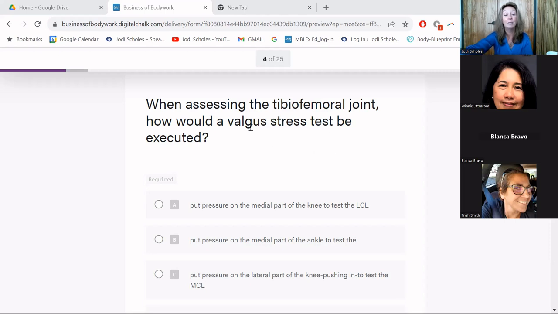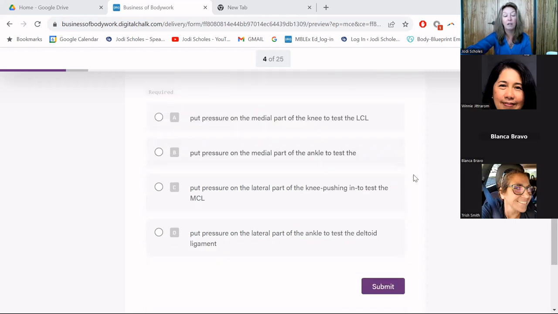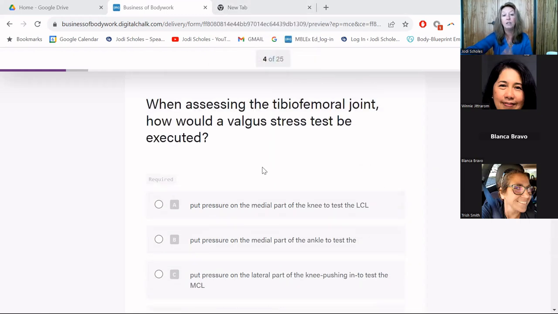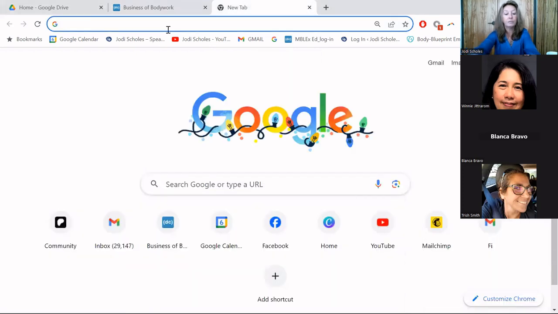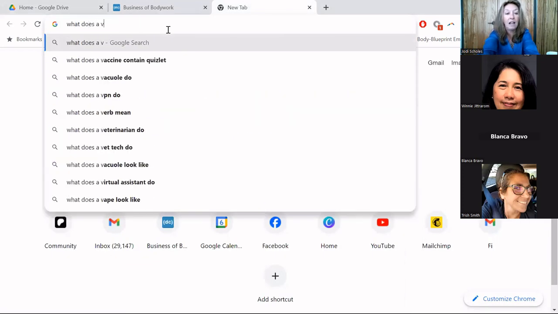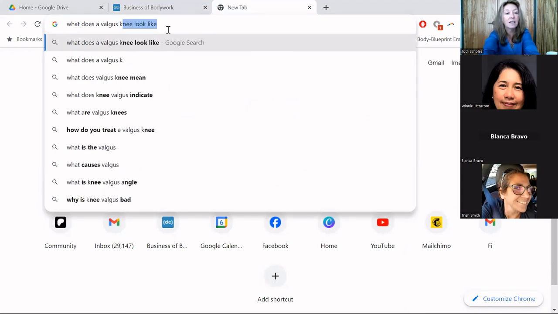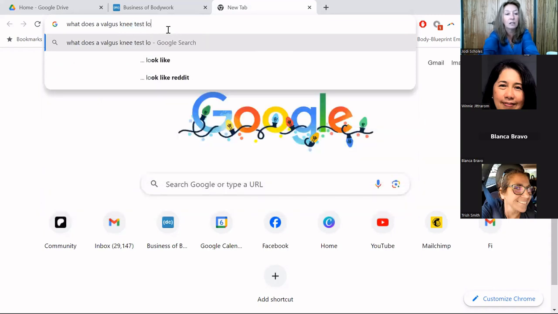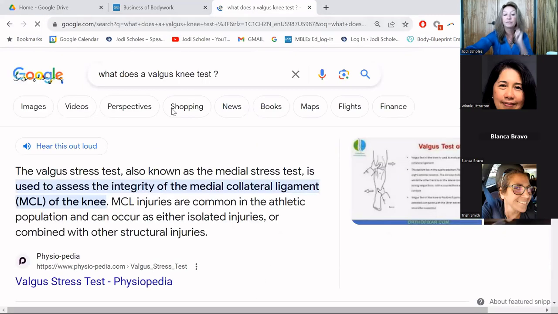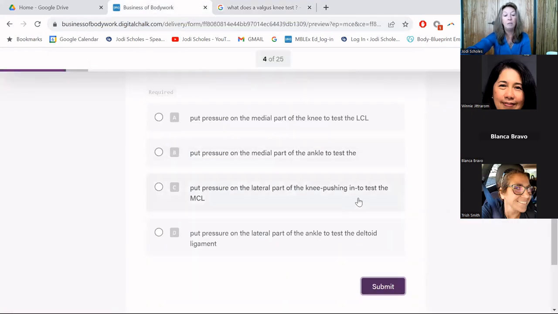So we're testing the medial aspect of the knee. Which A, B, C, or D tests the medial aspect of the knee? Here's another example. So say you didn't know the valgus test. We can say, what does a valgus knee test look like? Let's just put that in. So you didn't know ahead of time it was the medial collateral ligament. Now you know, okay, let me see if I can answer now. A, B, C, or D?